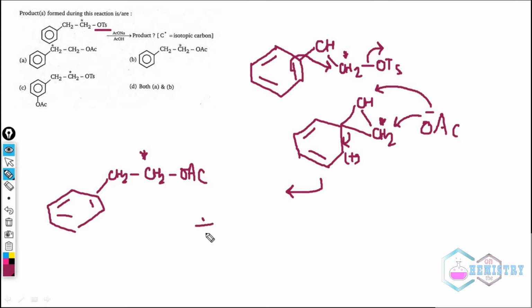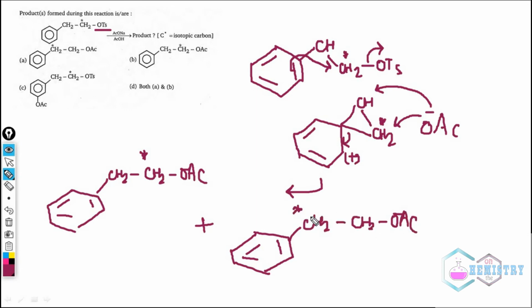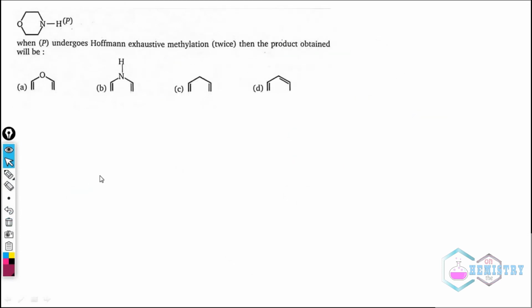So these two will be our answer, CH2 OAc. Okay, so this is option A and this is option B. So both option A and B will be our correct options. Okay, so let's come to the next problem now.